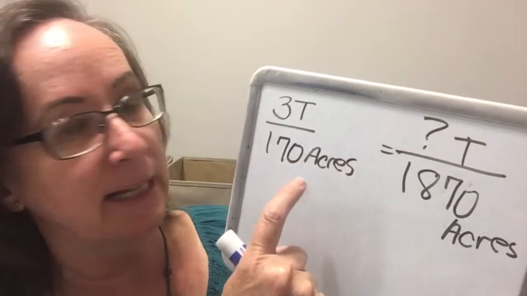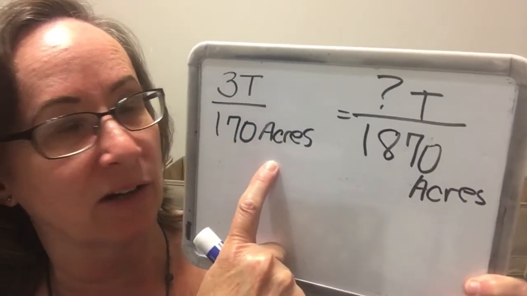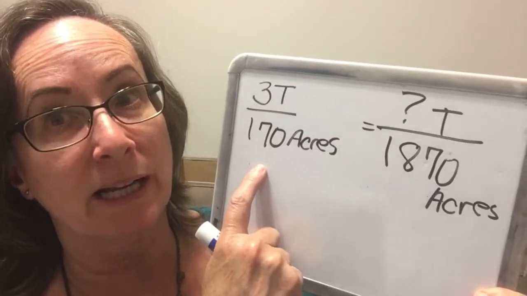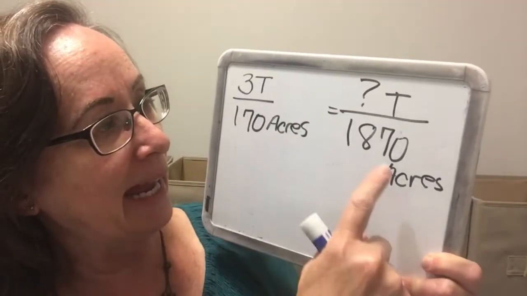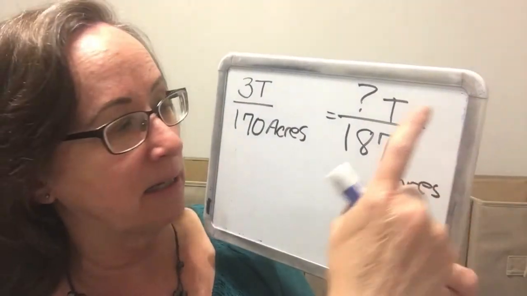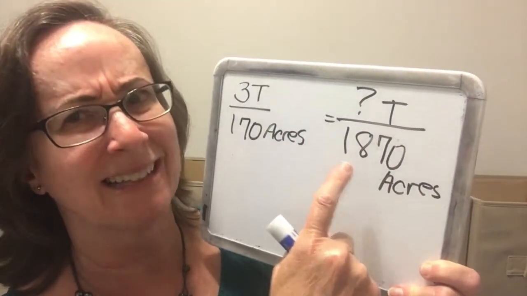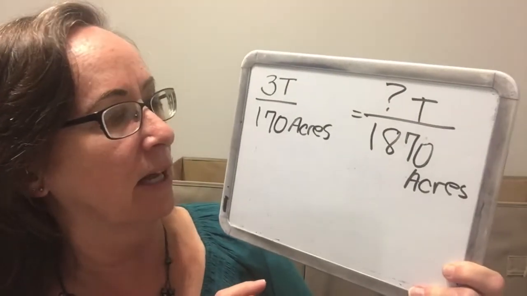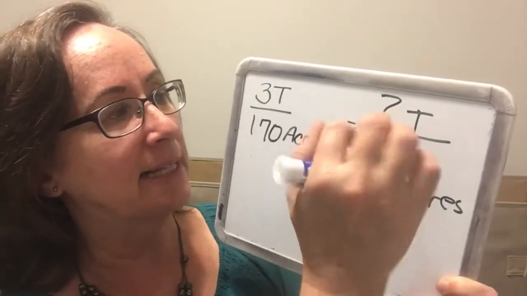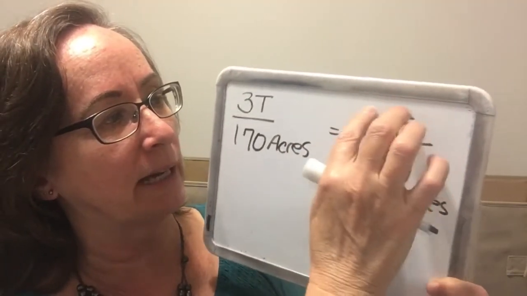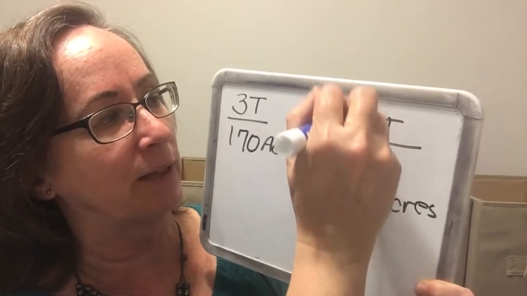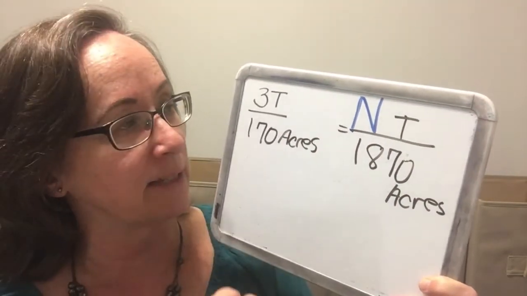But they did tell us enough for us to set up a ratio and a proportion. So we have 3 tons is to 170 acres. So 3 tons of fertilizer, 170 acres. And how many tons would it take to do 1,870 acres? Okay, so the first thing I'm going to do is take my little question mark and make this N for the number of tons of fertilizer.